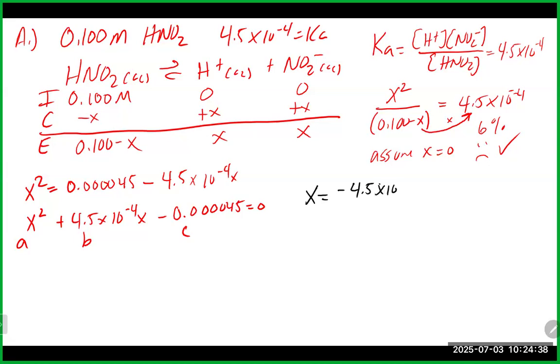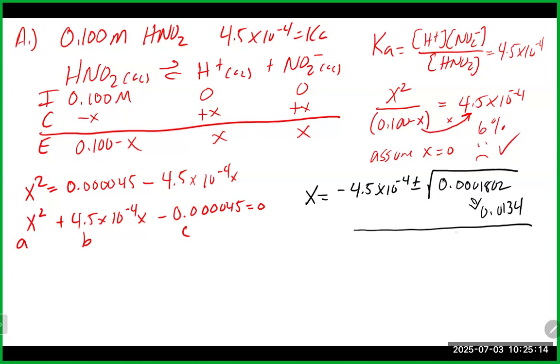-4.5 times 10 to the -4 plus or minus. If you do everything inside the square root, so you take b squared minus 4 times a, which is 1, times c, which is -0.000045, I believe inside the square root you get something like 0.001802. If you then square root that, I believe you will end up with 0.0134. That will all be divided by 2 times a, which is 2 in this case.